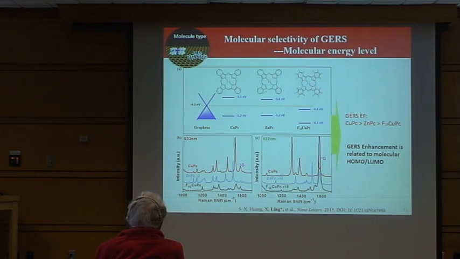For the first group of molecules, we see these molecules are very similar and they are all planar. They can contact graphene very well, but the Raman enhancement effect is very different on graphene. For CoPc, the signal is much stronger than F16CoPc. So that means this effect is very related to the molecular HOMO and LUMO energy level.